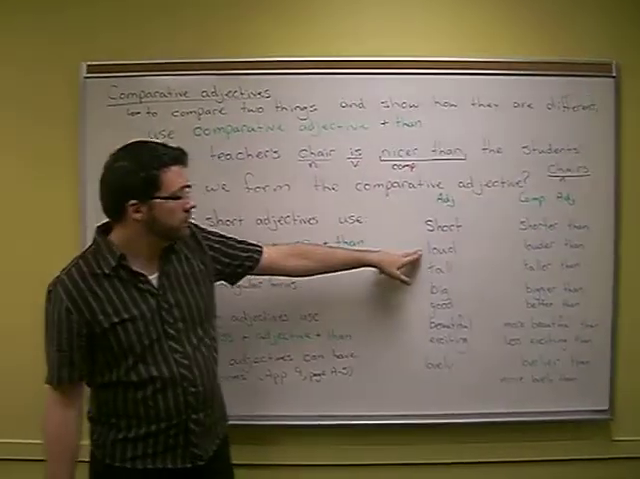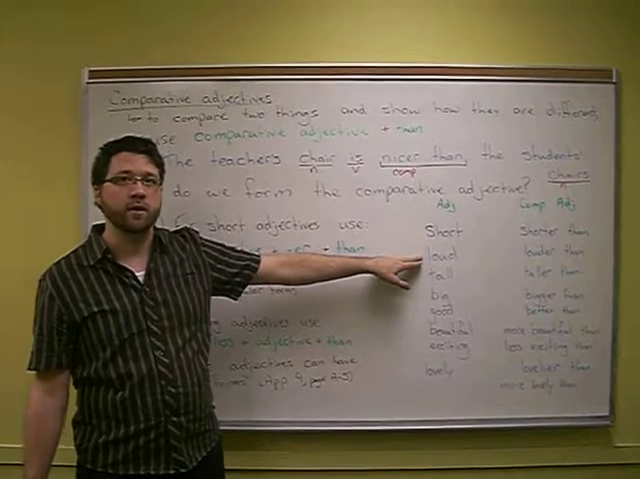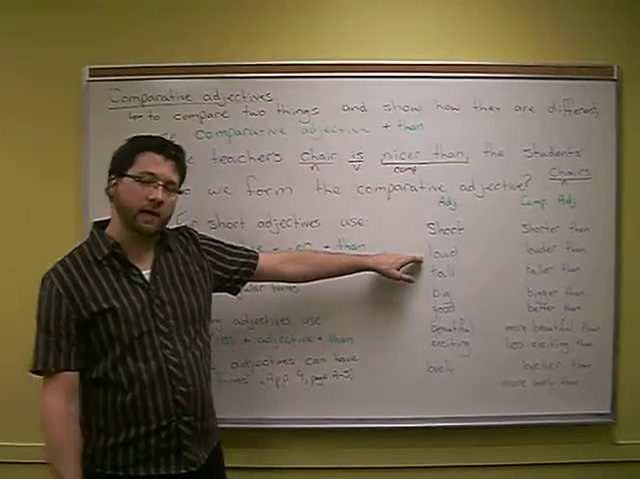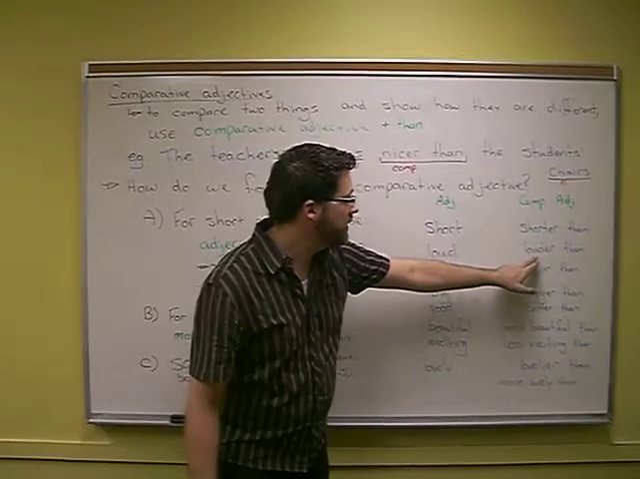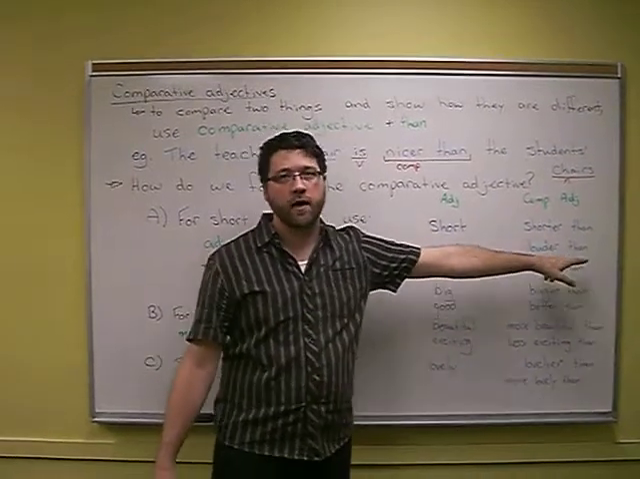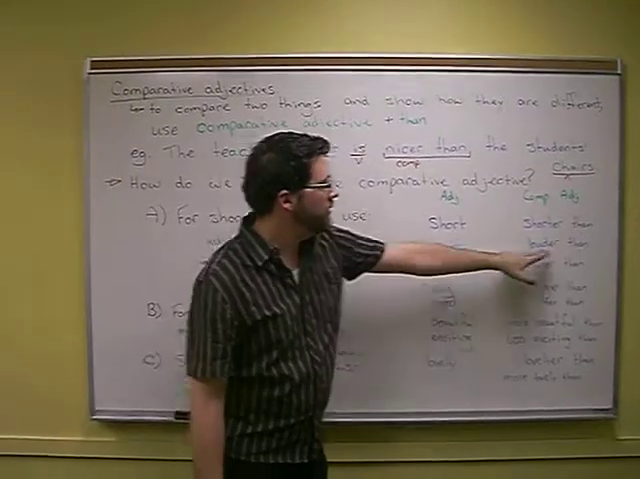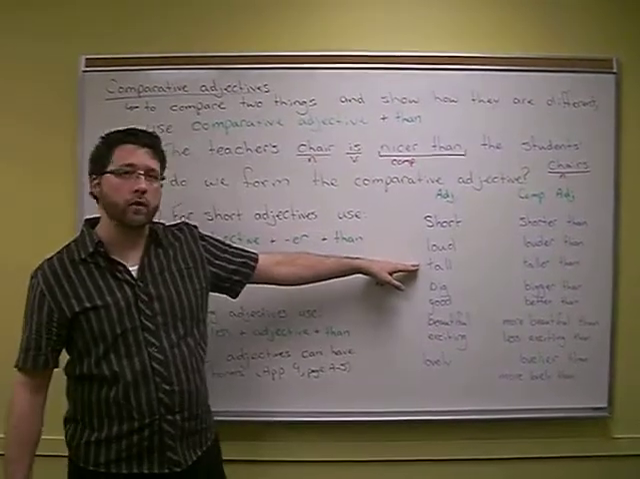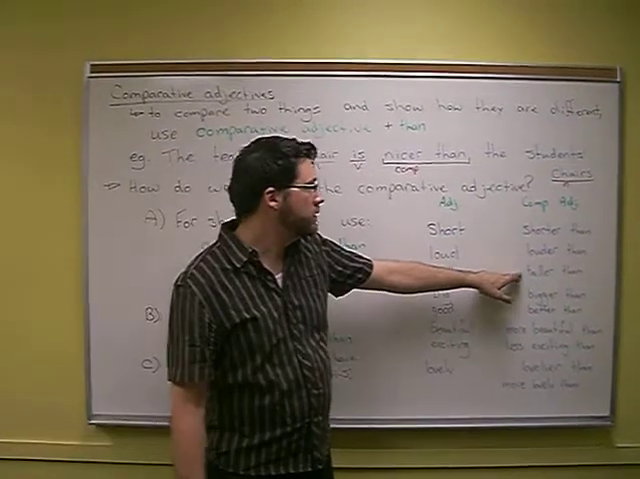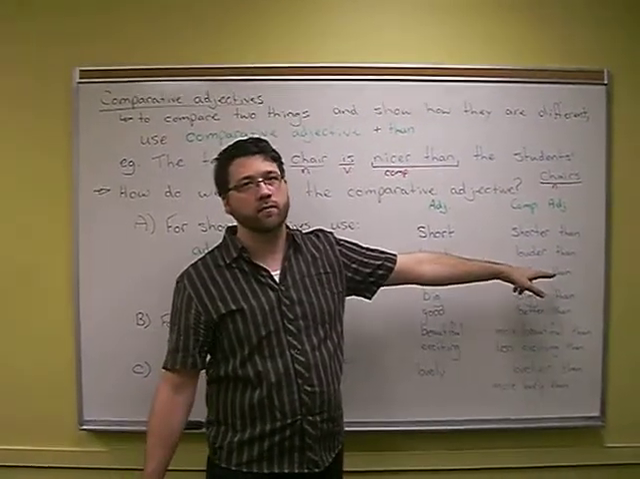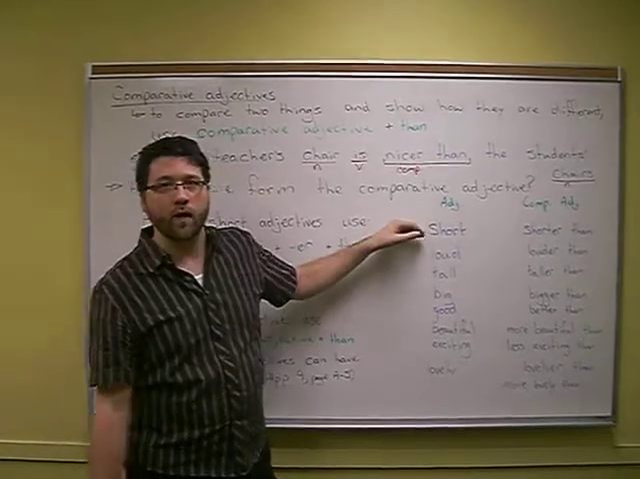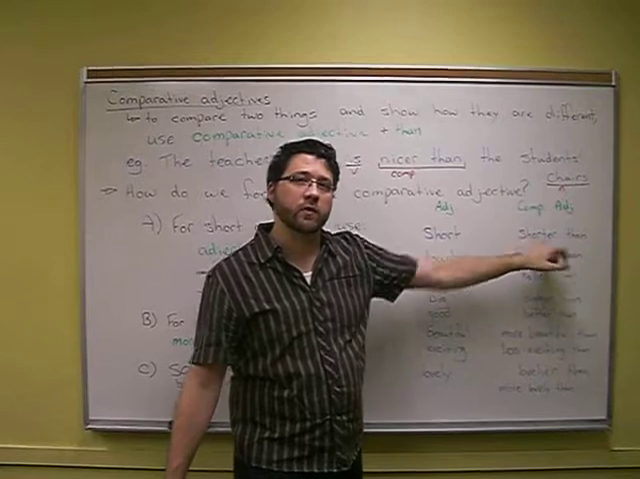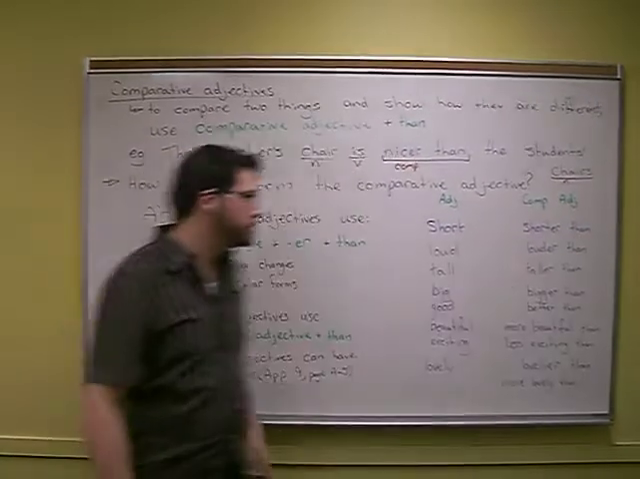So for example, our adjective loud. You know when someone talks like this, loud becomes louder than. So we have loud and we add er. The same with tall. We say tall or taller than. And of course the one I missed, short. We just add er. We say shorter than.